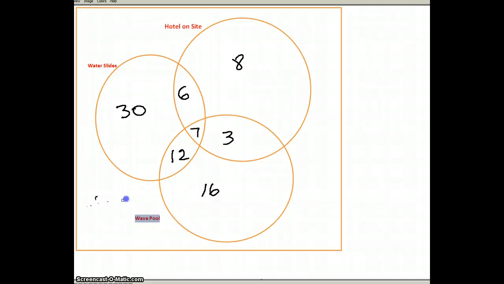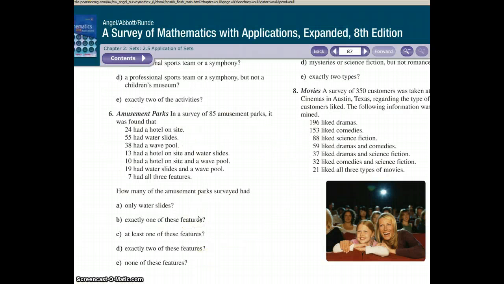So the only option would be 3 with no water slides, no hotels, and no wave pool. Out of these 85 amusement parks, we have 3 that have none.